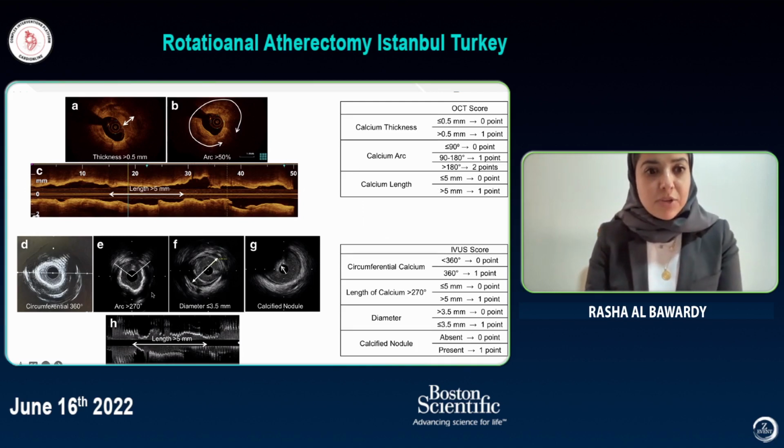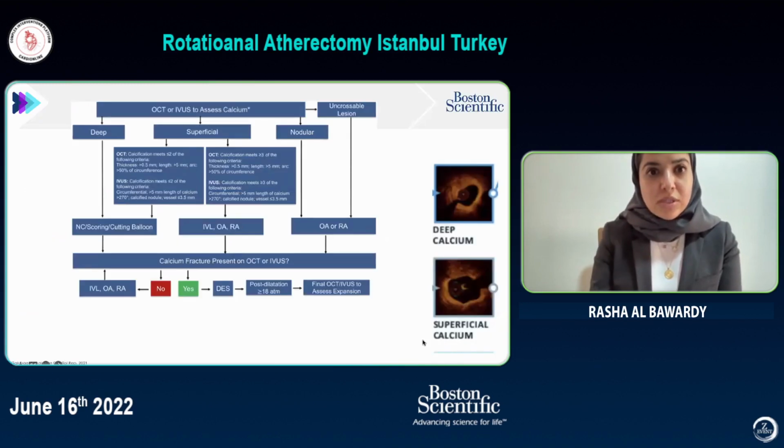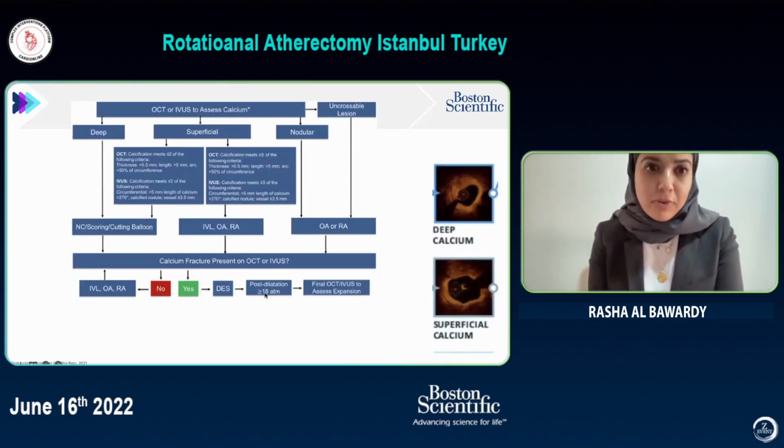Another criteria that's been used with IVUS is pretty similar. So you look at the calcium thickness, you look at the circumference of the calcium and the length of the calcium. In terms of arc, more than 270 would give you a point. You look at the diameter of the vessel. So if it's a smaller vessel, that gives you 1 point. And whether it's a calcified lesion, yes or no. So based on those, you would do first IVUS or OCT, and then you'll see different patterns of calcium.